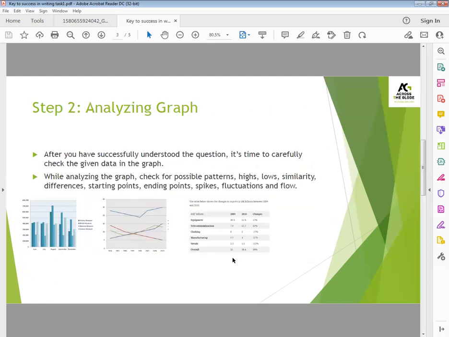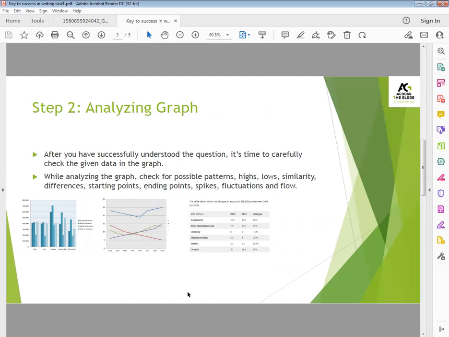Second task is very important. Again, you have to analyze the given graph. Analyzing is very important. You should never ever start writing directly. Planning is the key to success. Keep that in mind always.